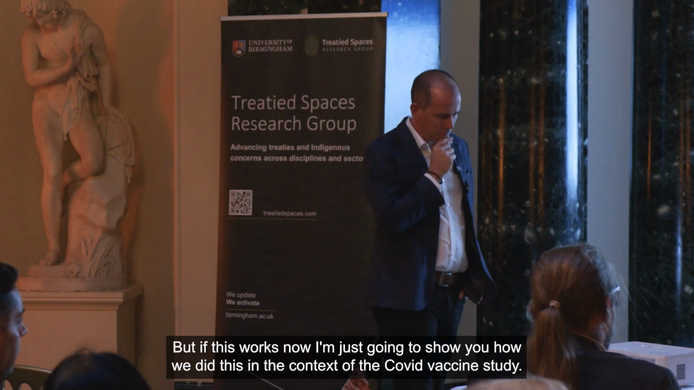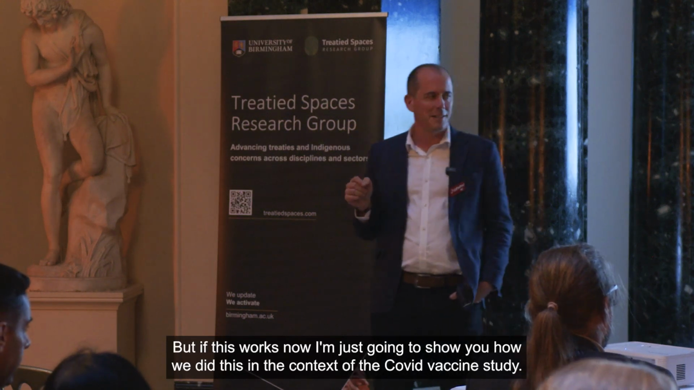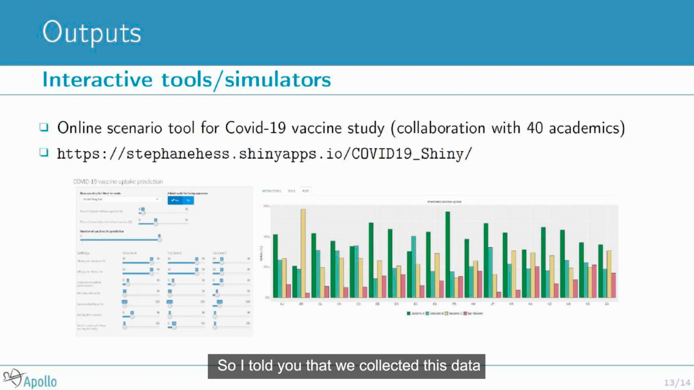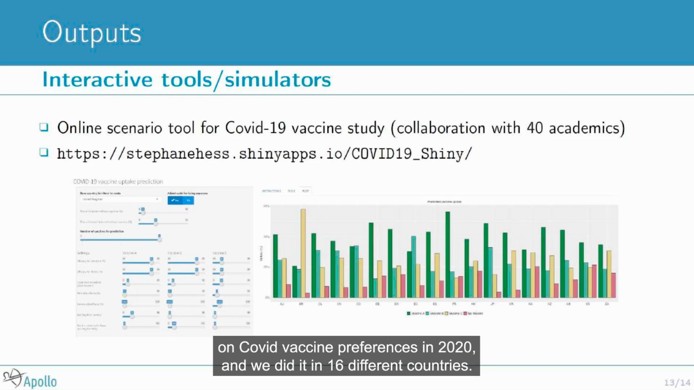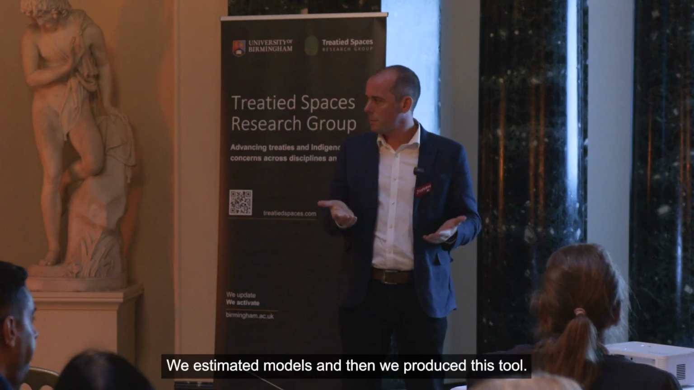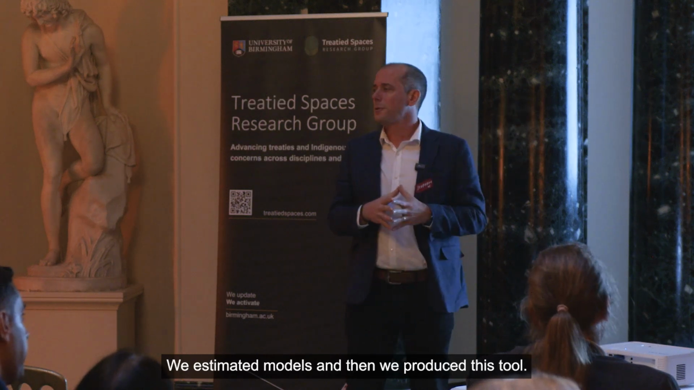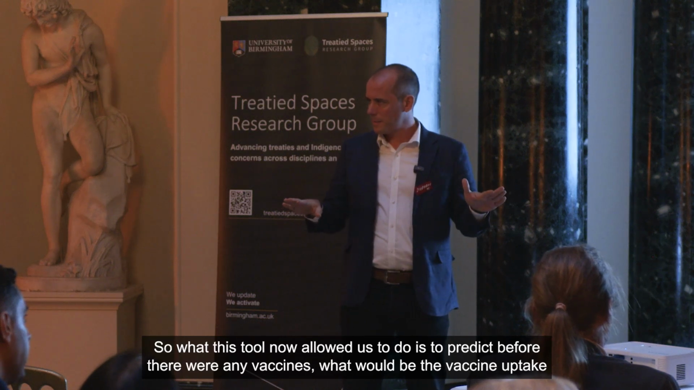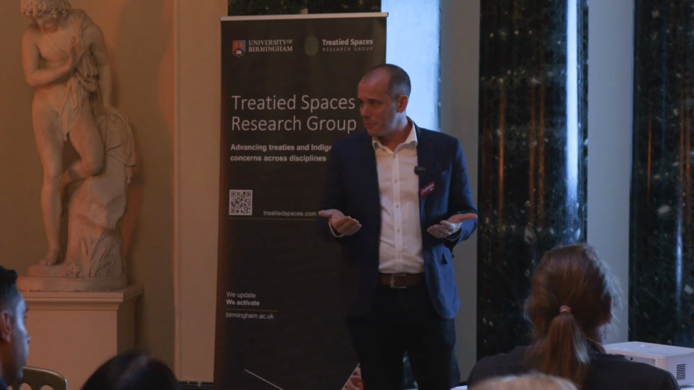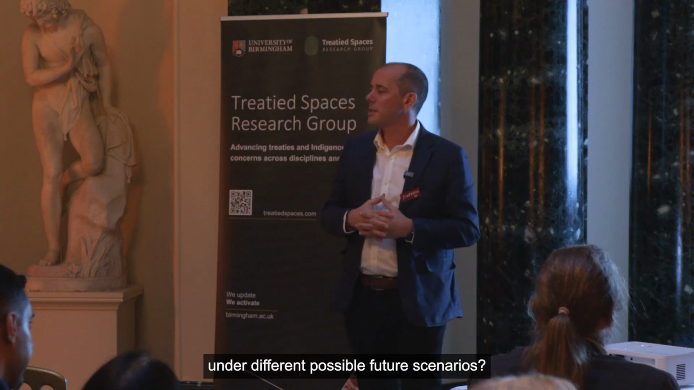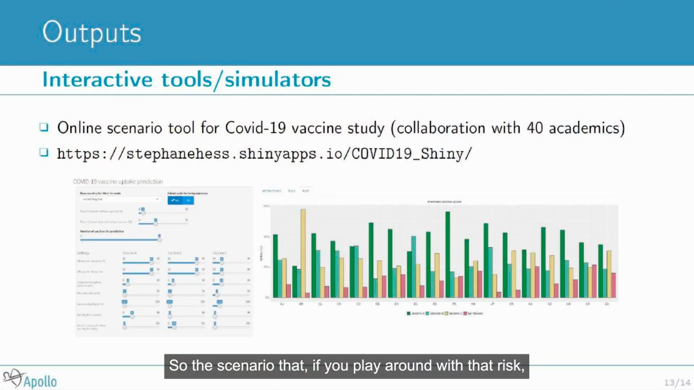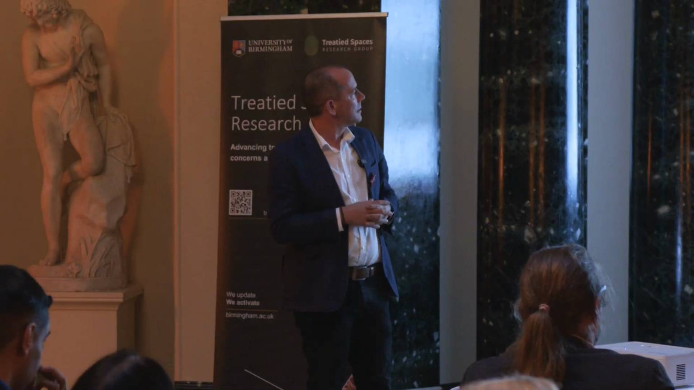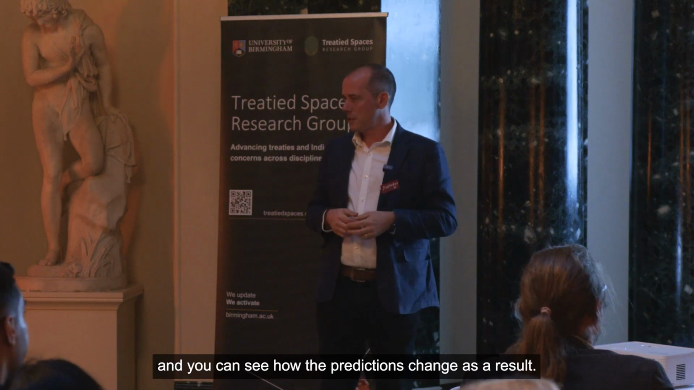But if this works, I'm just going to show you how we did this in the context of the COVID vaccine study. I told you that we collected this data on COVID vaccine preferences in 2020, and we did this in 16 different countries. We estimated models, and then we produced this tool. What this tool allowed us to do is to predict, before there were any vaccines, what the vaccine uptake would be under different possible future scenarios. So if you play around with that risk, you can see how the predictions change as a result.